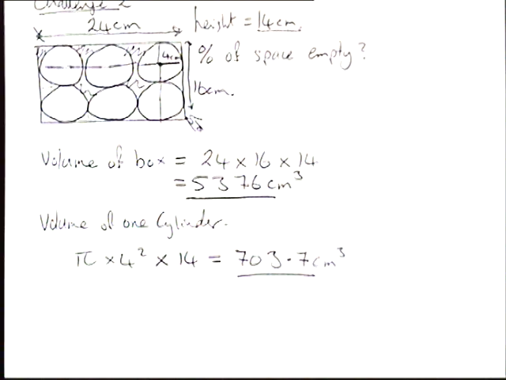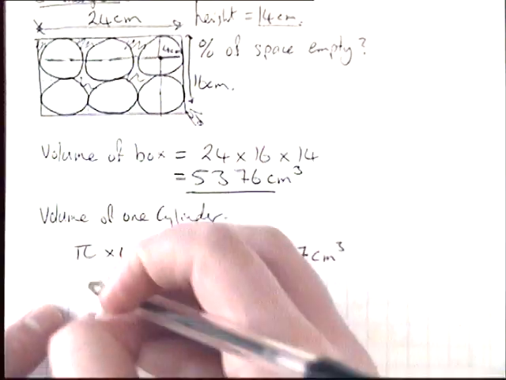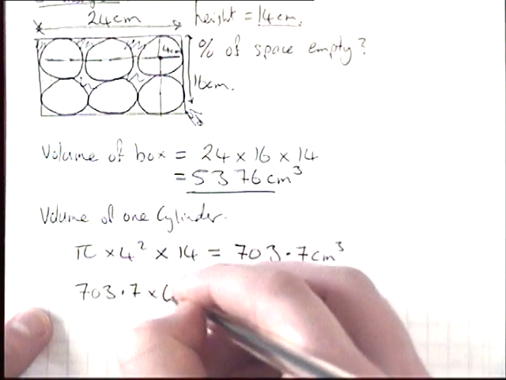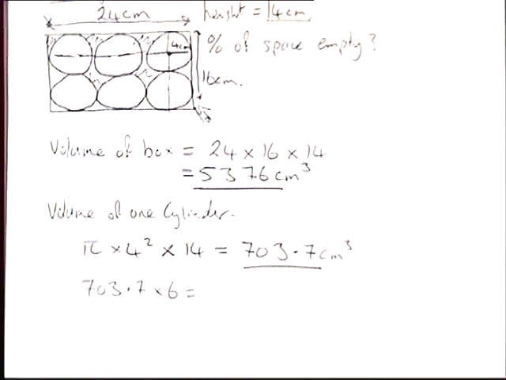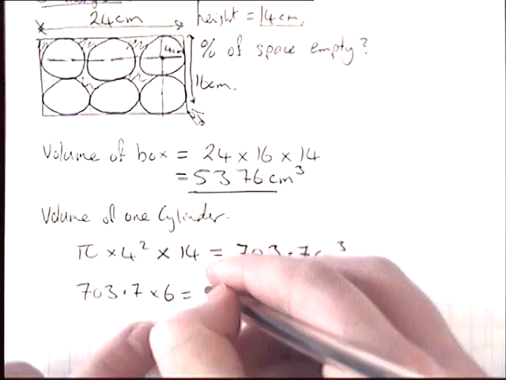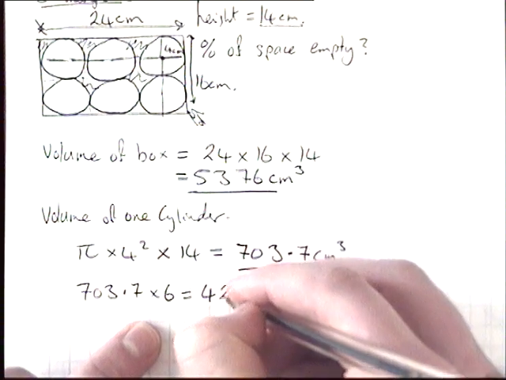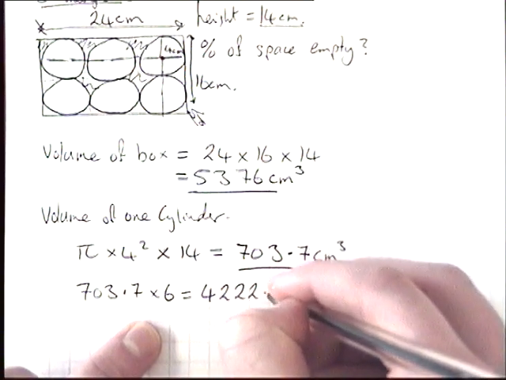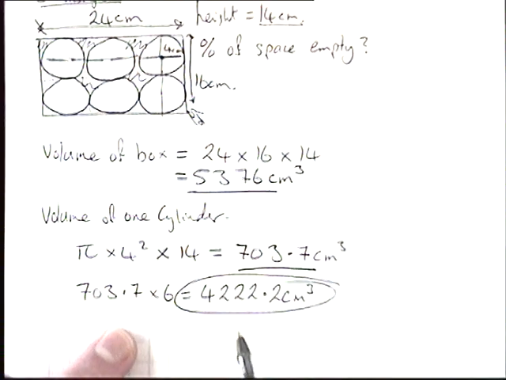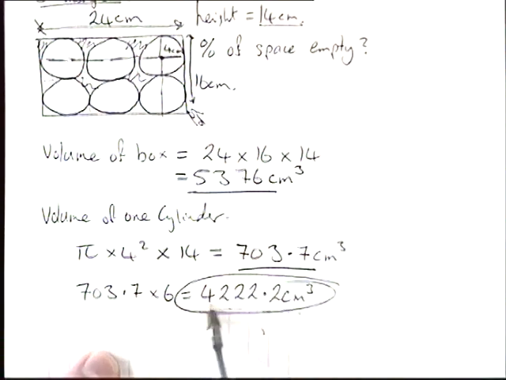But of course we've got 6 cylinders altogether. So we're going to do 703.7 times 6, which gives us 4,222.2 centimeters cubed. So that is the volume of 6 cylinders.